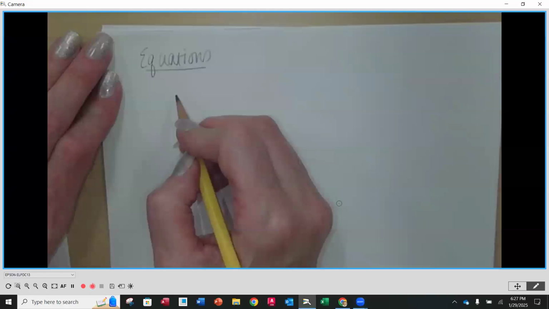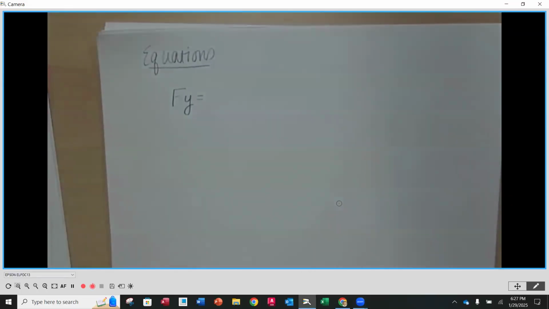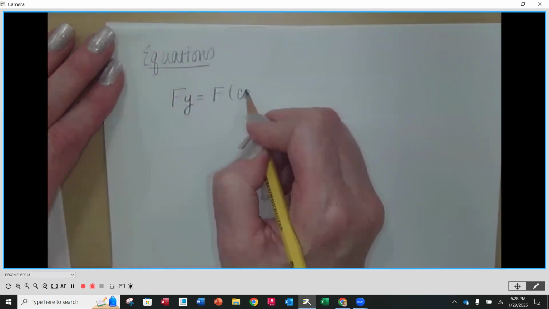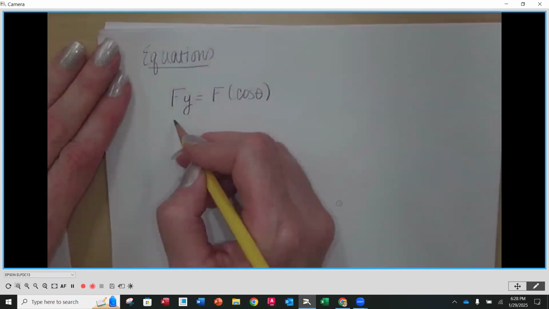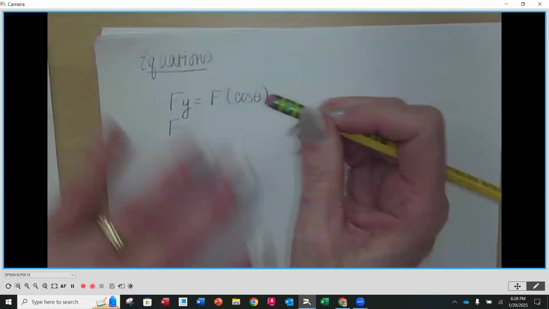When we have a force F and we want to find the Y component, our Fy is going to be equal to F times the cosine of theta. We also know that our Y component, or I'm sorry, our X component is going to be... wait, I did that wrong.